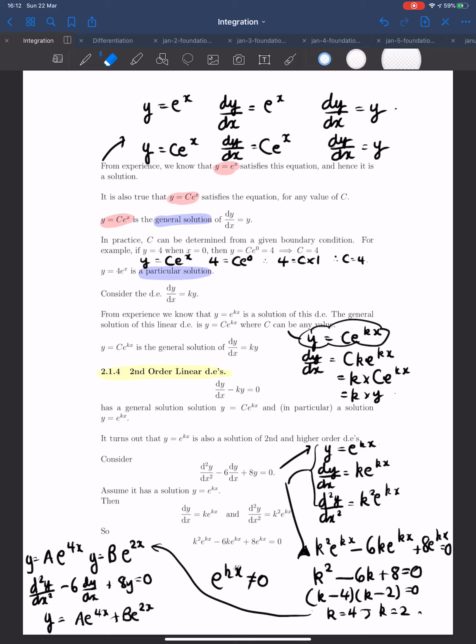So I've done it there. Let's talk through what the notes give us as well, just to make sure it all makes sense. So assume it has a solution y equals e to the kx, that's what I've done there. Differentiated, took the second derivative and substituted it in, which is what I had there.